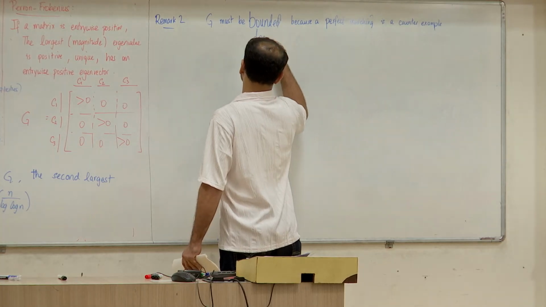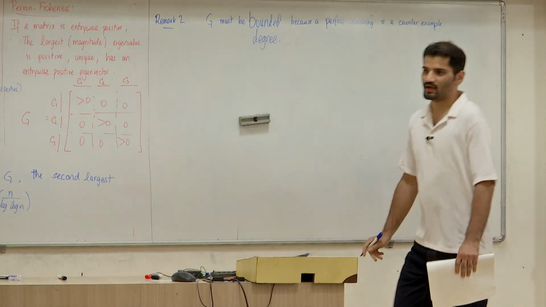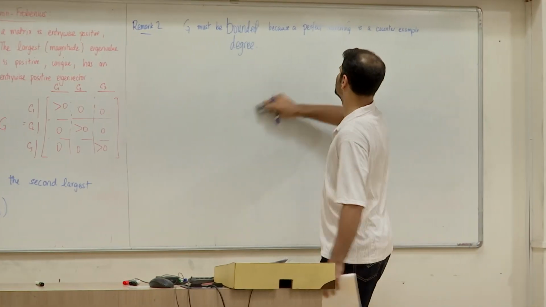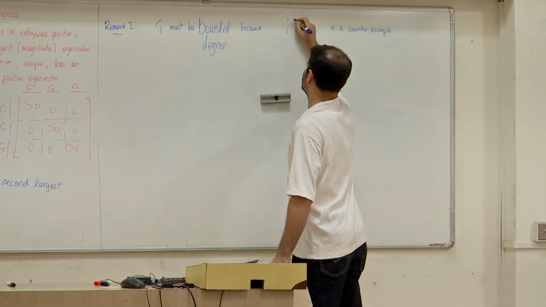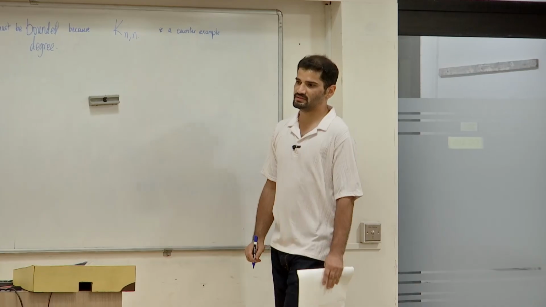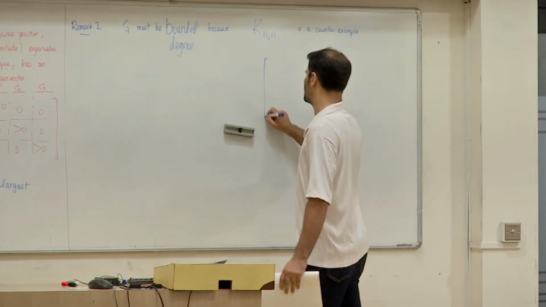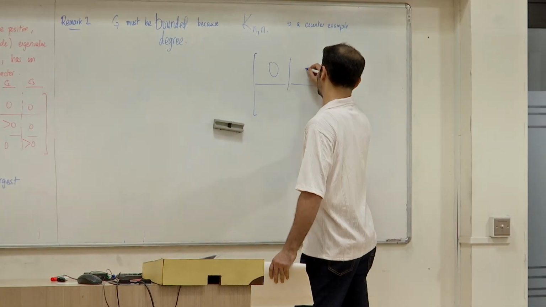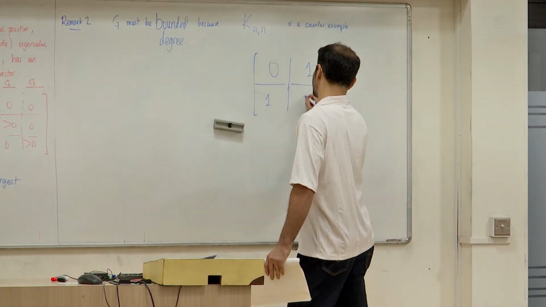You also need bounded degree because K n n is a counterexample. So K n n, the matrix, it looks like you have 2n by 2n. This is all 0. This is all 1. This is all 1. This is all 0.